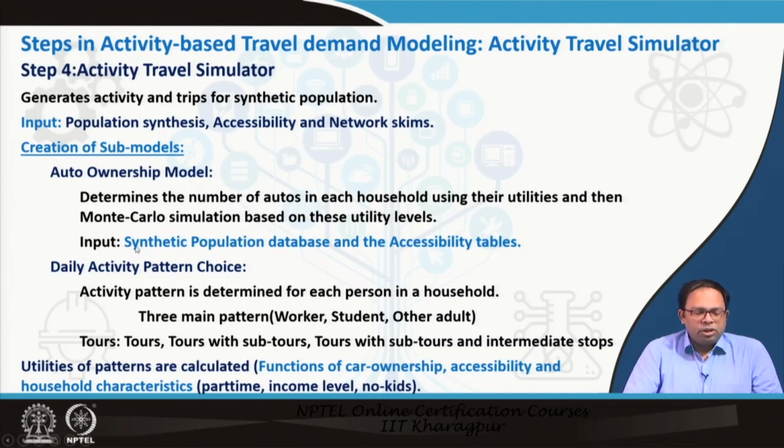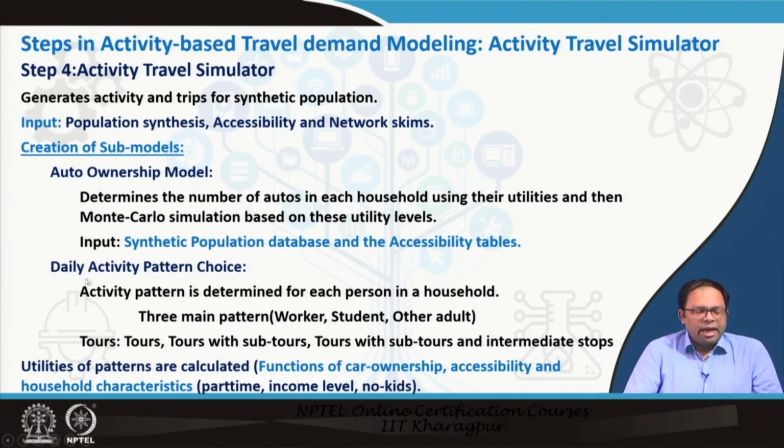The input to this step is the synthetic population database and the accessibility tables, which are the explanatory variables to determine the utility equation for auto ownership, or vehicle ownership. This is the same as the vehicle ownership models that we have discussed earlier.